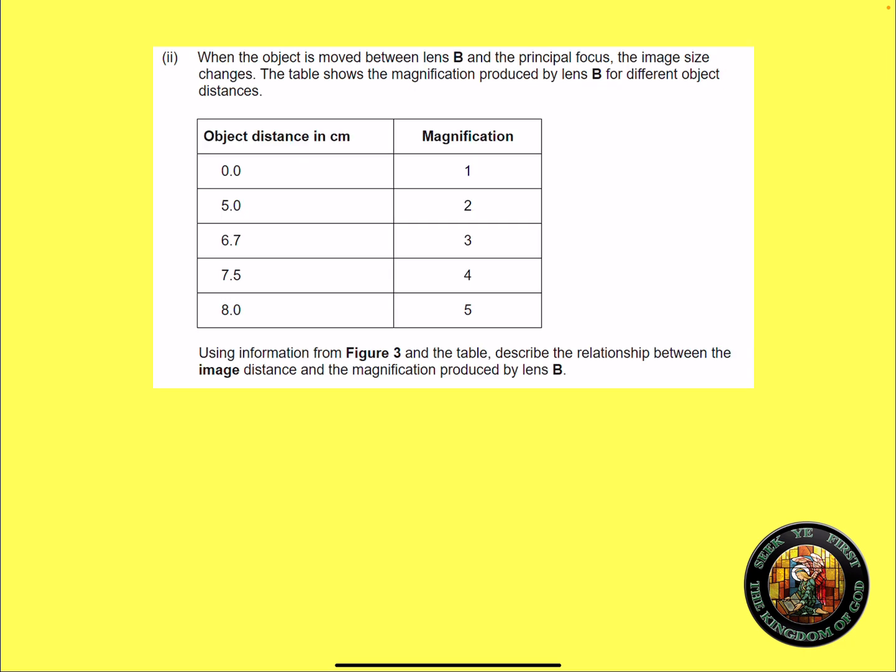Here's another one. When the object is moved from lens B and the principal focus, the image size changes, and the table shows the magnification produced by lens B for different object distances. And you can see that 2 columns, object distance in centimeters and magnification. Use information from figure 3 and the table. Describe the relationship between the image distance and the magnification produced by the lens B.